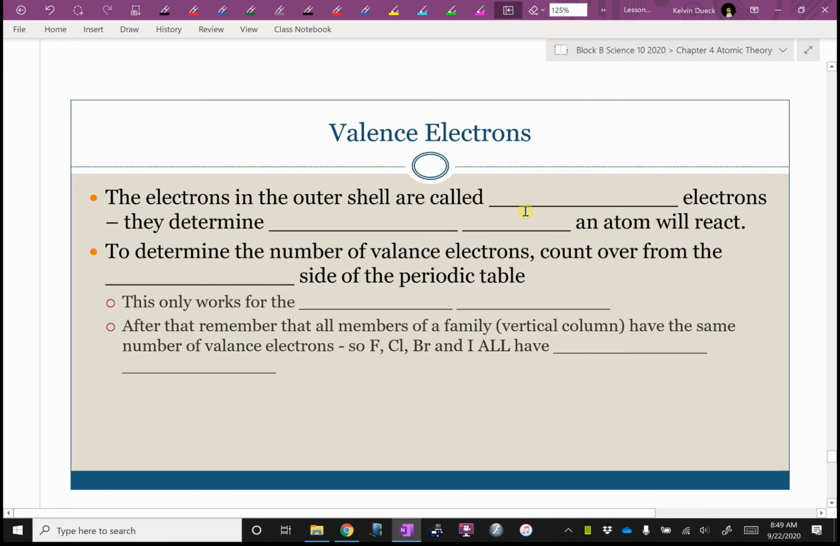So we're going to talk about valence electrons. This is a really important word. The electrons in the outer shell are called, the fancy word is valence electrons. In fact, for most of the rest of chemistry, we're only going to focus on the valence electrons as opposed to the inner shell electrons. We're really not going to care about them too much. And they determine how an atom will react.